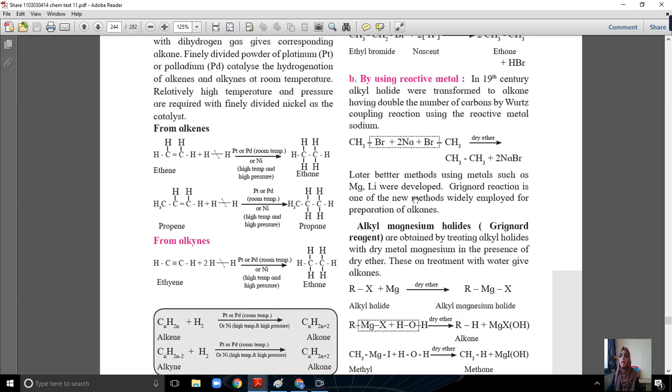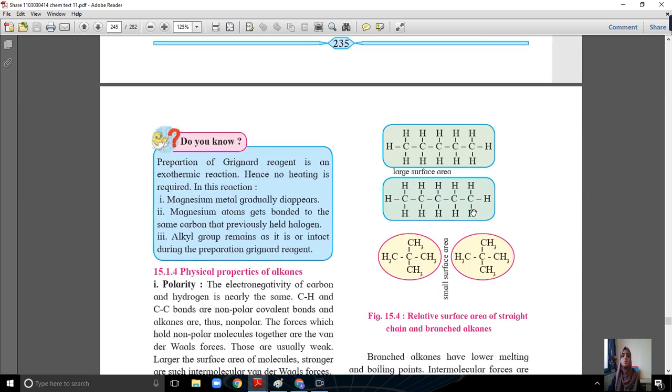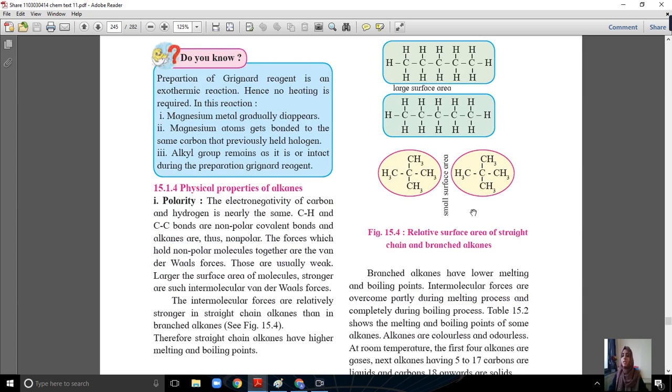So these are the reactive metals: sodium, magnesium, lithium. Yes, these are the methods. These are the reactive metals. This reaction is in presence of dry ether. So now we will see the physical properties of alkane.